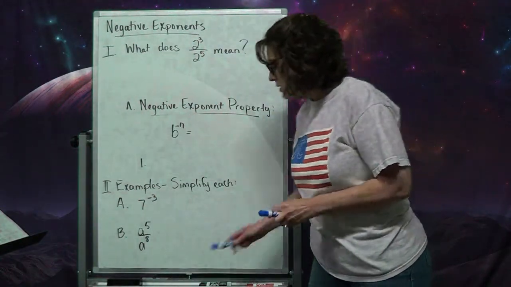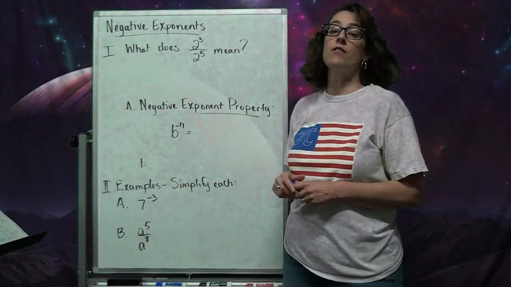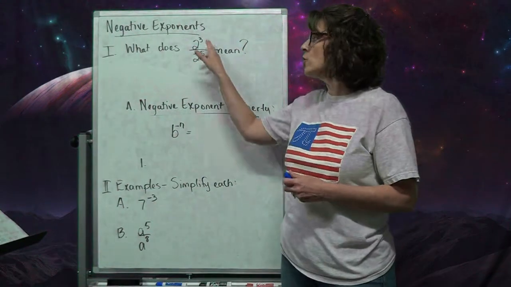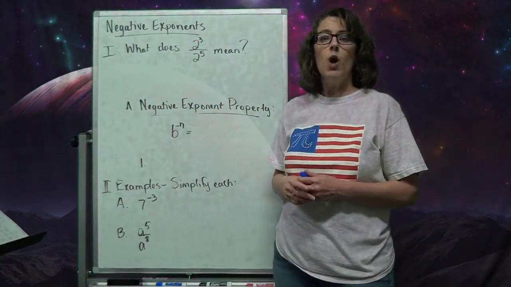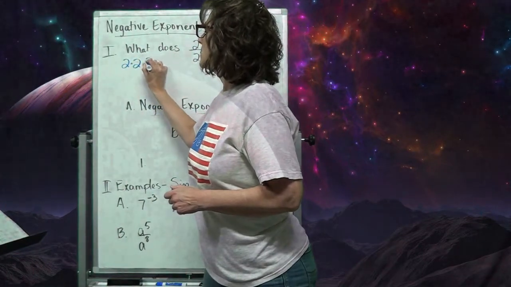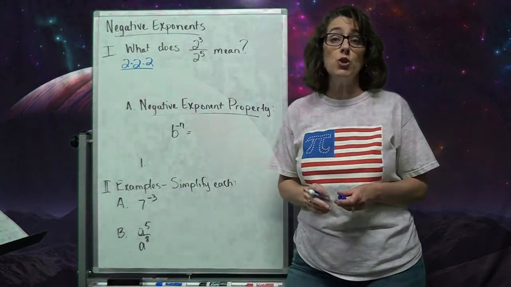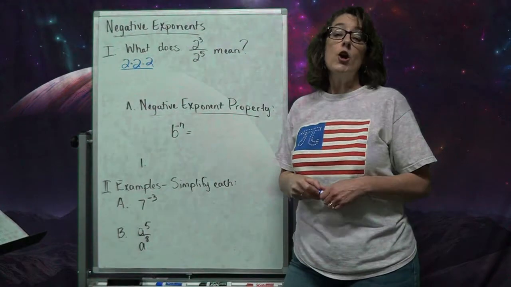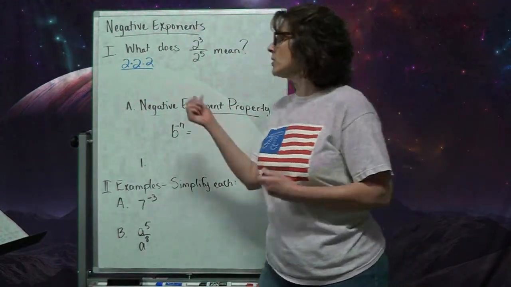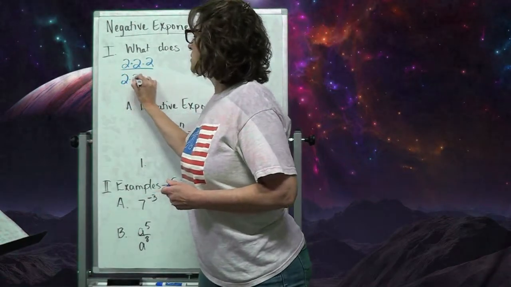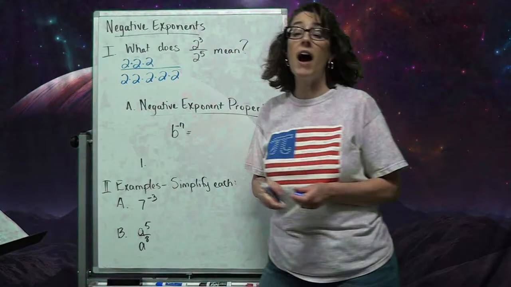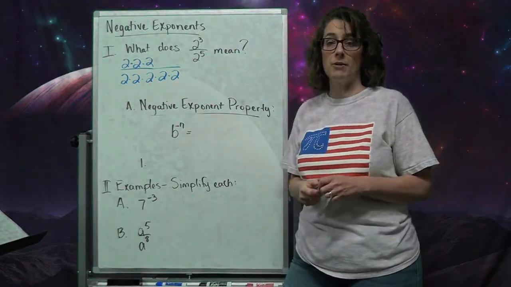So I want to ask, what does 2 to the 3rd divided by 2 to the 5th mean? And when I'm asking this, I'm saying, what does 2 to the 3rd in that numerator mean? Well, sure, it means 2 times another 2 times another 2. In other words, 3 2's being multiplied in that numerator. So then in this denominator, what does 2 to the 5th mean? Well, absolutely. It means 2 times 2 times 2 times 2 times 2. In other words, 5 2's being multiplied in that denominator.